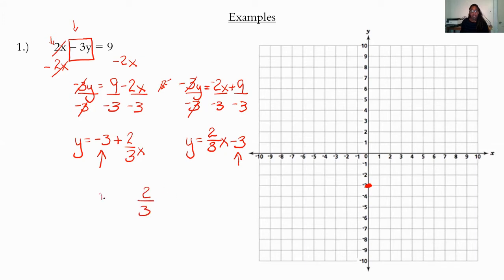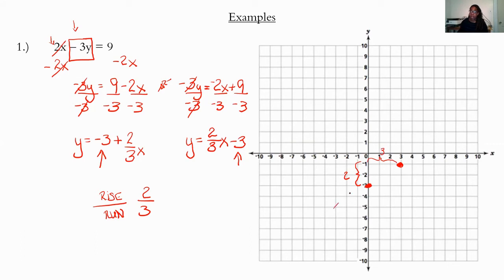So remember, slope is rise over run. And it's set up as a fraction. So all we have to do is just follow the direction. So from this point, my rise is 2, 1, 2. And my run is 3, 1, 2, 3. And then I plot my point. Okay, so I went up 2. And then I traveled over 3. And since it was positive, I went to the right 3 in order to grab my points.